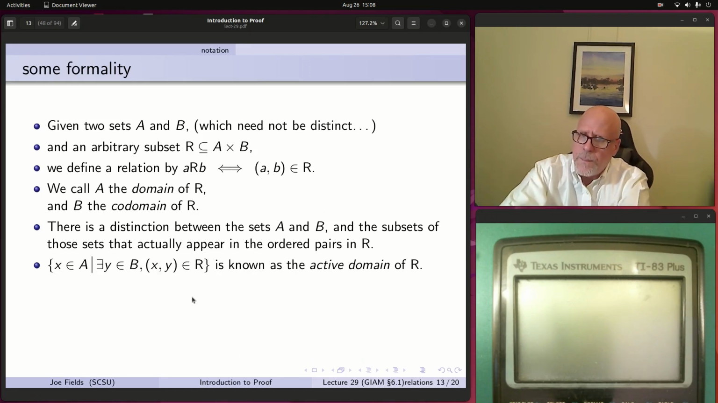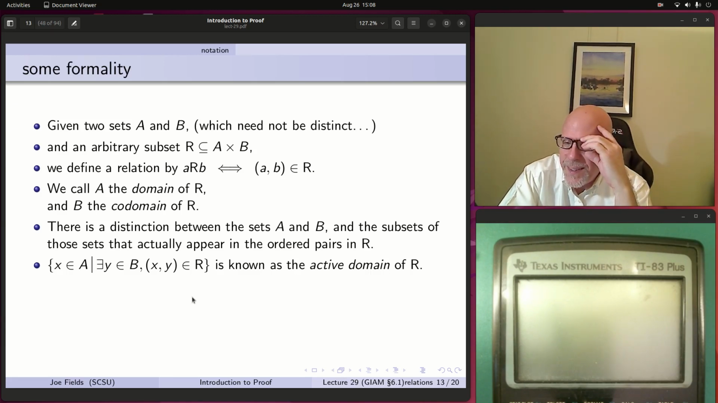Okay, what is this? I'm trying to give us more practice with looking at set notation and seeing if we can decipher what it means. I've got a set builder notation thing here. What is it? Well, it's the set of things from the set A such that there exists a y in the set B and xy is in R.